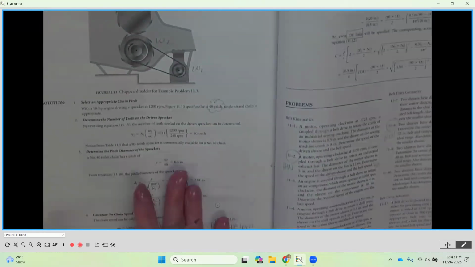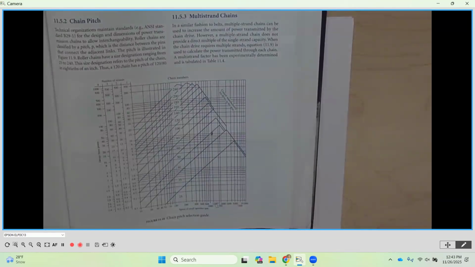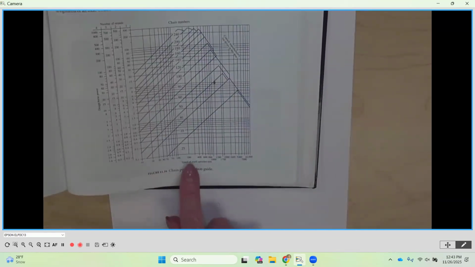Now, if you recall, we're going to use figure 11-10, which is back on page 309. It's this chart right here. We're going to start by looking at the bottom, and the bottom is going to be the speed of the small sprocket. So this is our input, our driver, and our driver is 1200 RPMs.